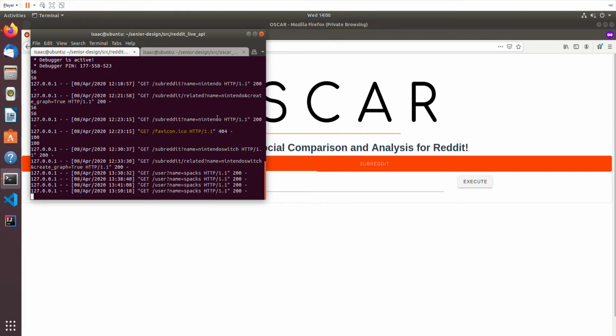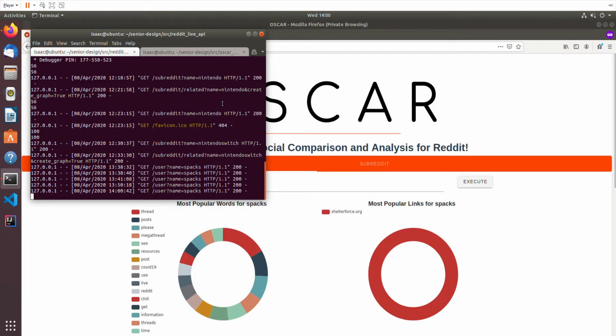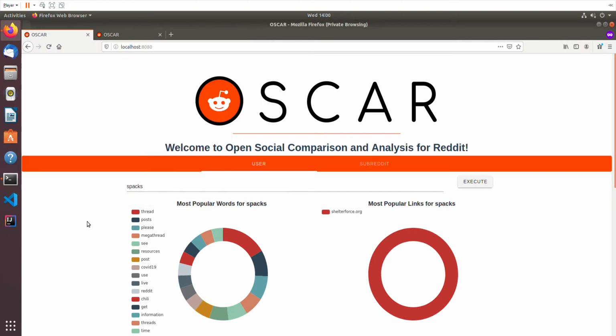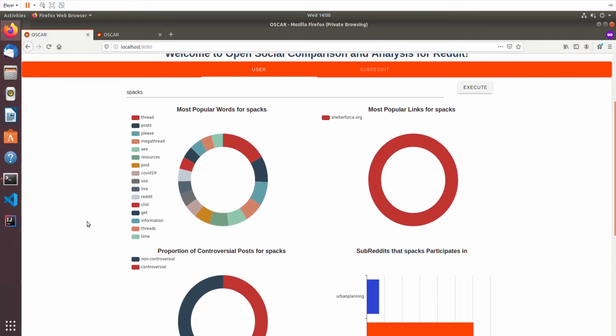So as you can see in the terminal, there are several requests that went out to go look at different subreddits and different usernames. And as you can see, a bunch of requests just went out to go get information about the user we're looking at now, Spax. So the analysis is complete, and now we can check out the information that we got.